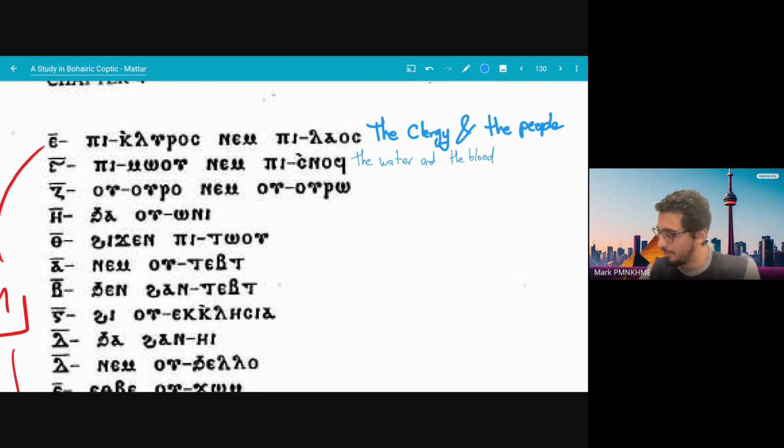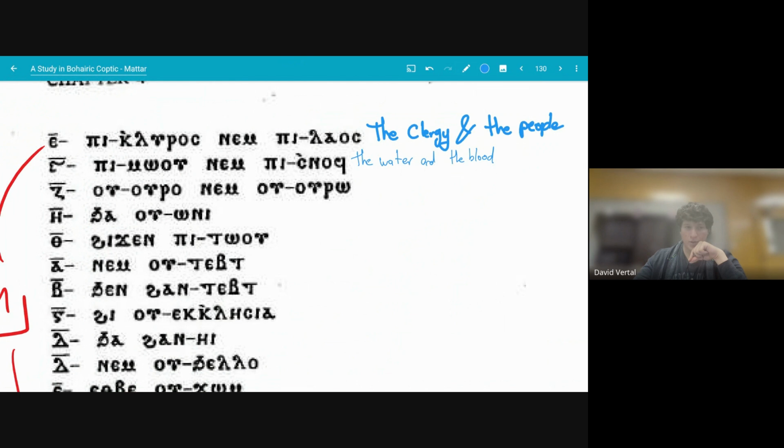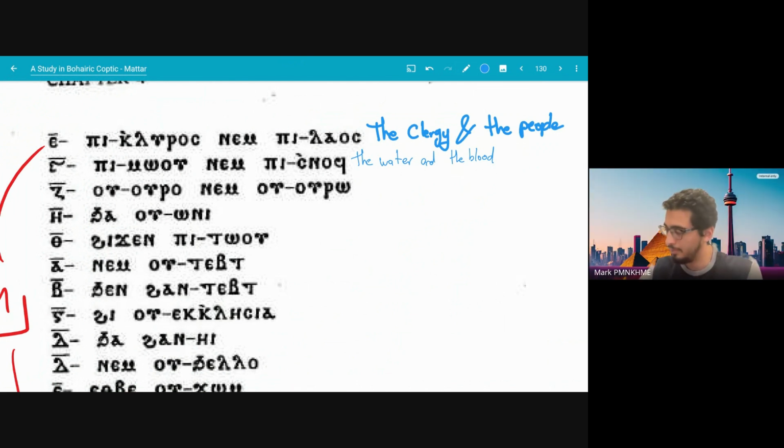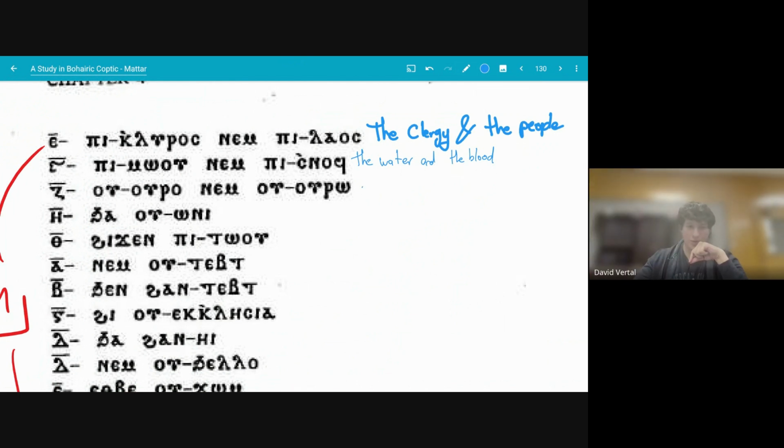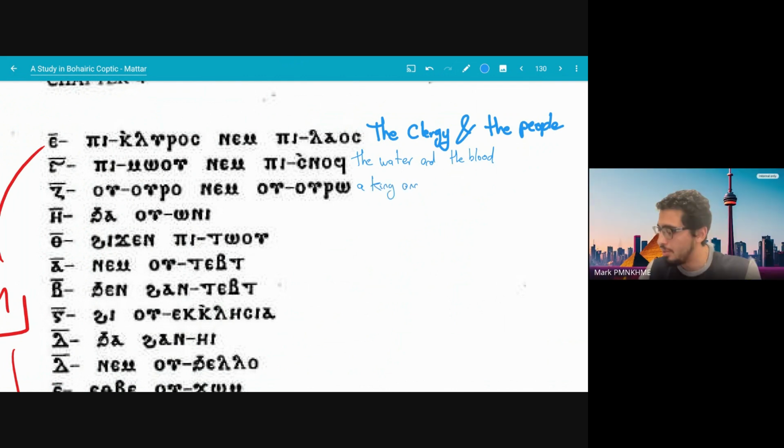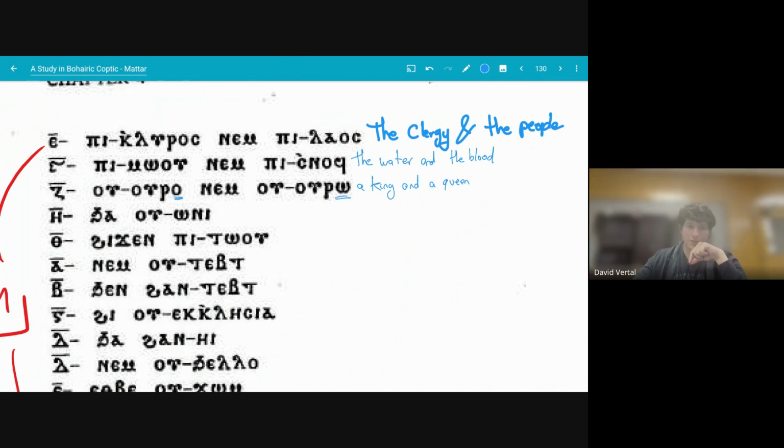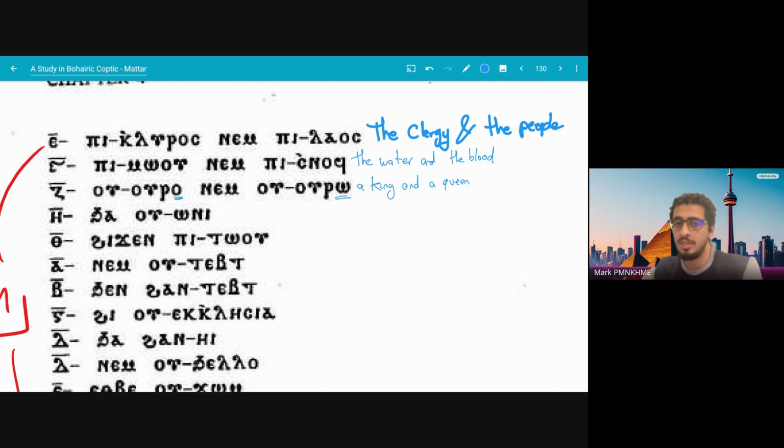All right, next one. A king and queen. Or a king and a queen. Yes. So it's one of the irregular singular, feminine masculine that we have, but it's common when you see an O, it becomes a long O. The lengthening of the final vowel. You will see that quite often.